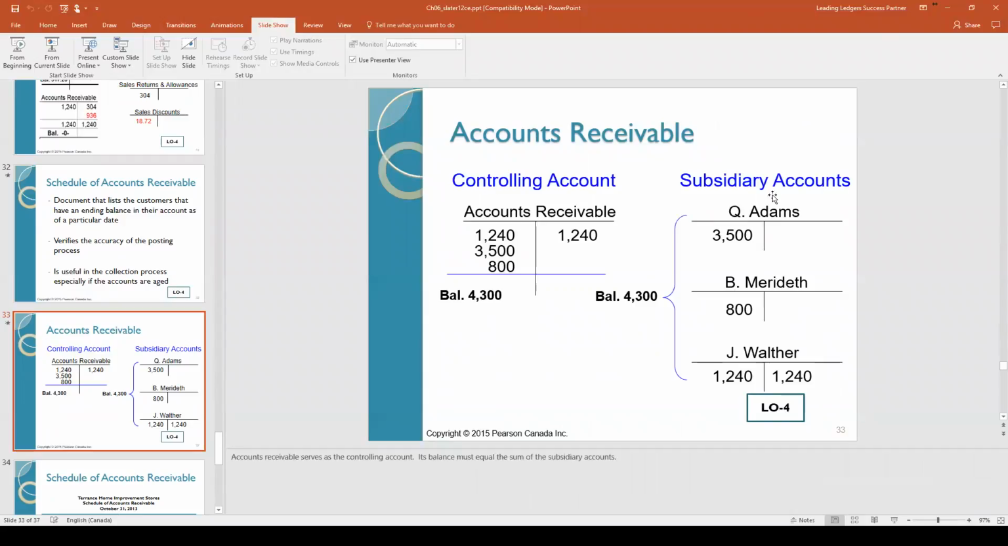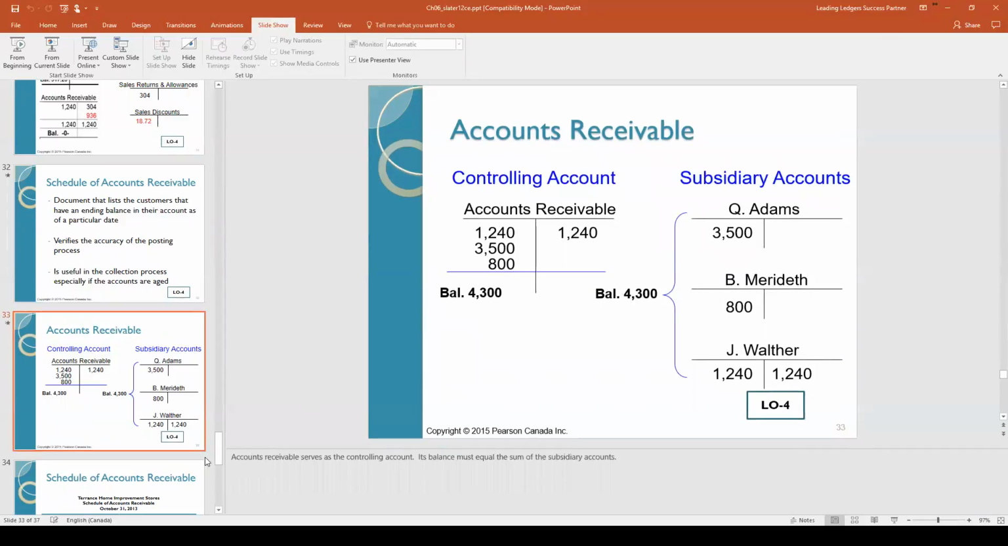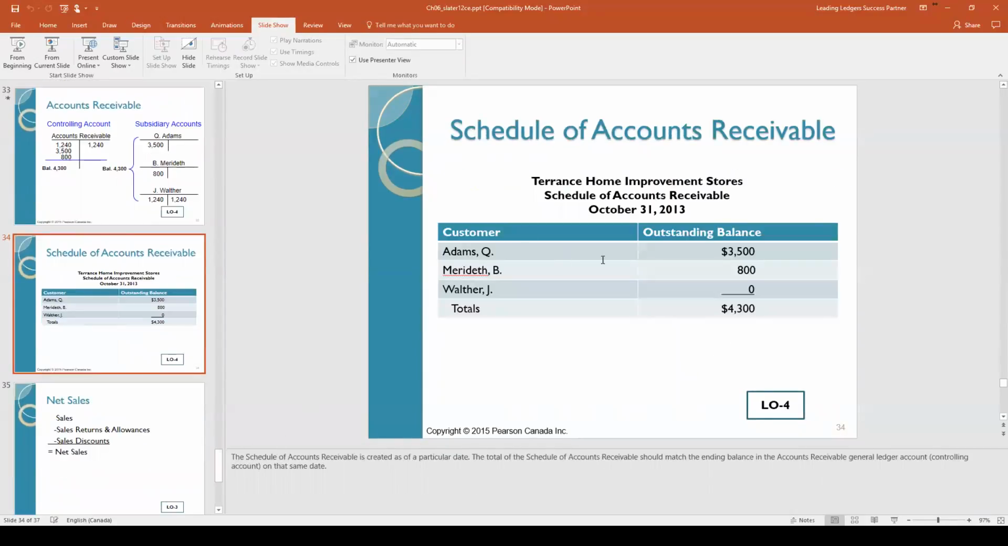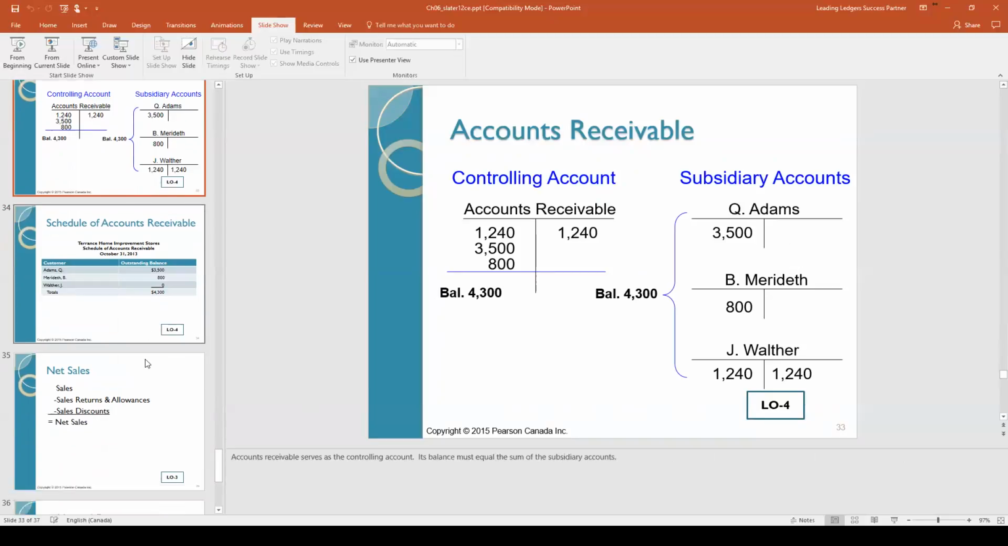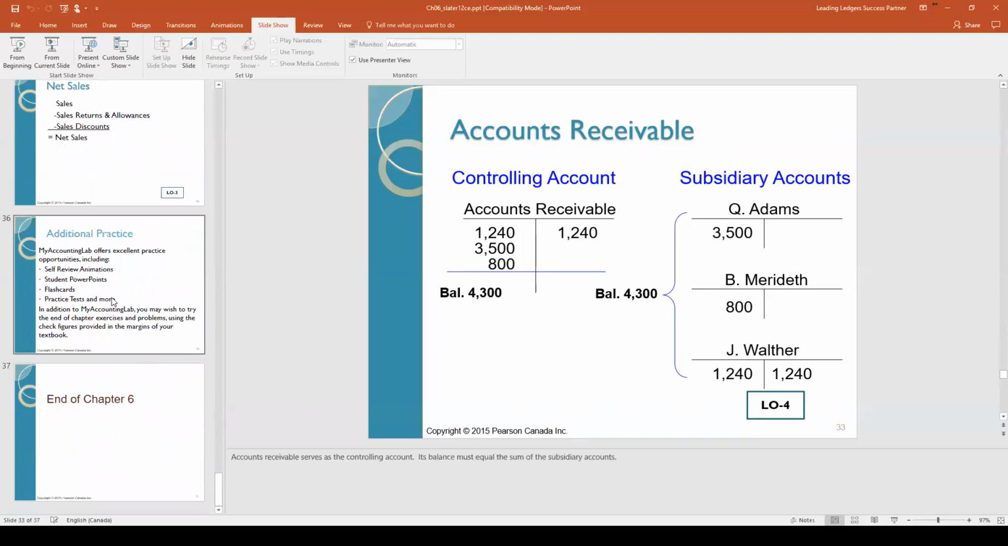I would add up that schedule of accounts receivable, which looks like this. It's basically just a listing of all the different customers. And I compared that total to the total that's in my control account for accounts receivable, $4,300. So by doing that, that's one way of double checking that I didn't miss anything in my accounts receivable in the client account. Okay. So yeah, I think that's it.